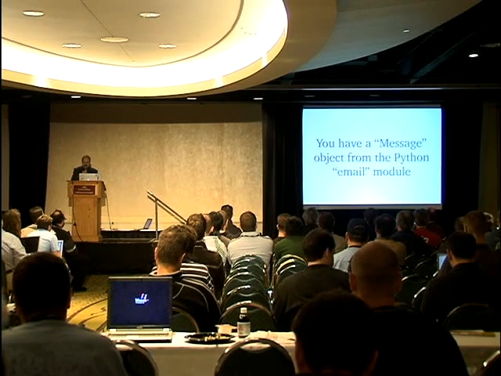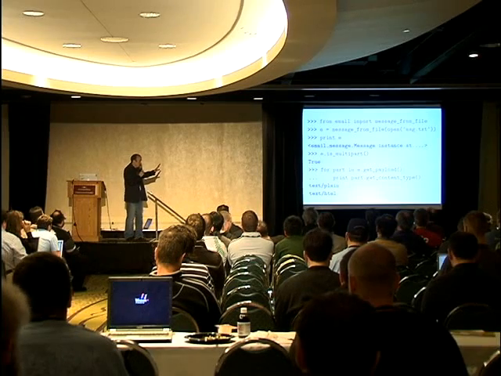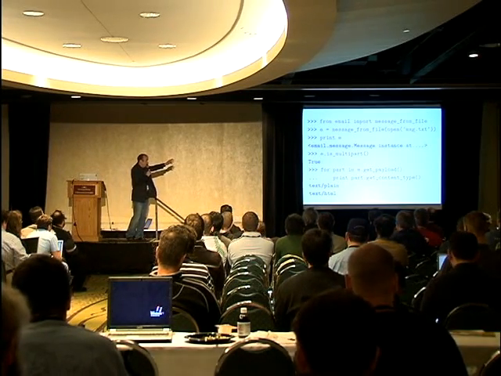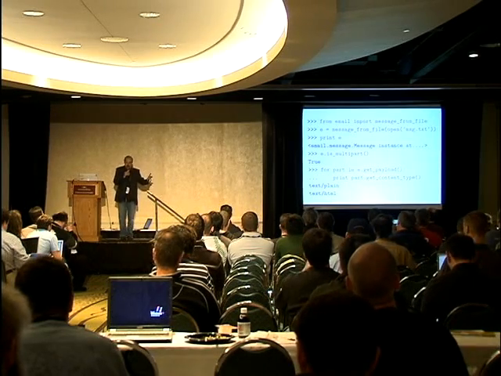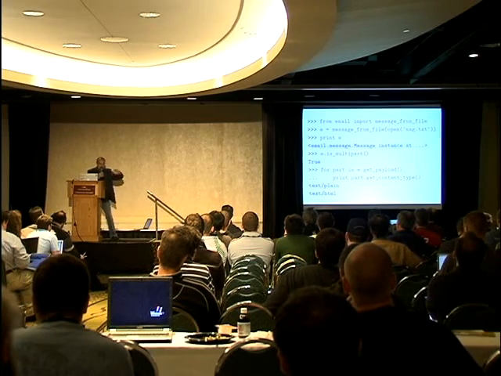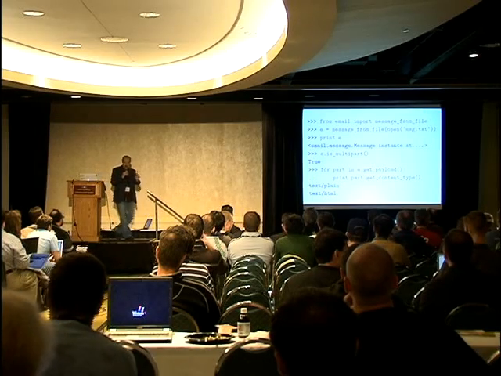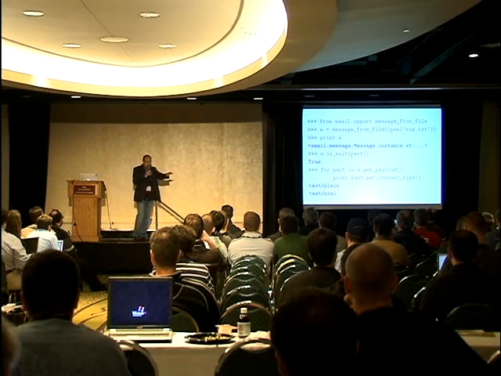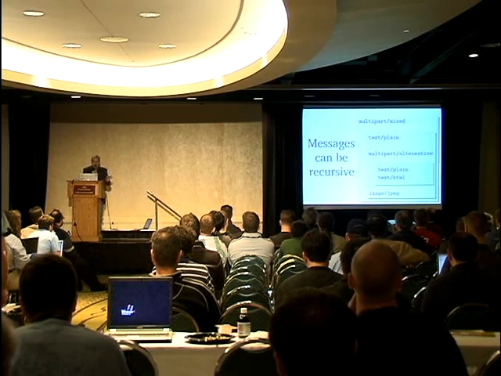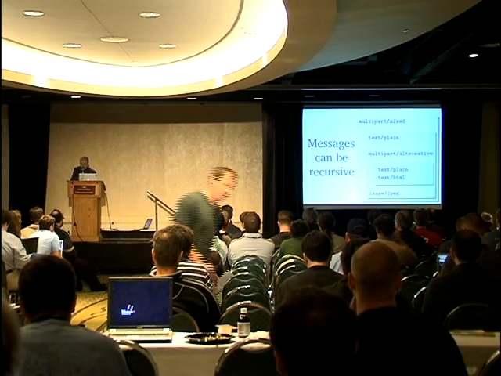Imagine that you have a message object from the Python email module. These things are great. I didn't know about them until recently. There's an email module from which you can have it read an email message, and rather than giving you a dictionary of data or a list, it actually gives you a live object that you can query and find out everything about the email message, including if it's multi-part, and what the types of the parts are. Messages are recursive. You can have multi-part messages inside of which are more multi-part messages, etc.